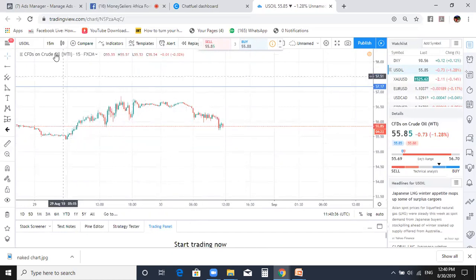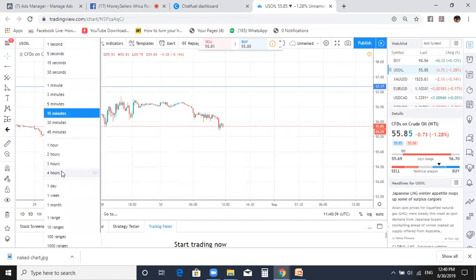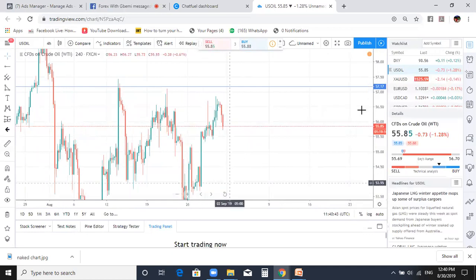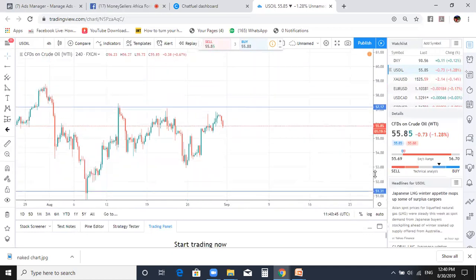The best way to trade is you understand what they are doing. Trade the bigger time frame. Come to the 4-hour time frame. Come to at least the 1-hour time frame. Come to the daily time frame. Trade the right way.